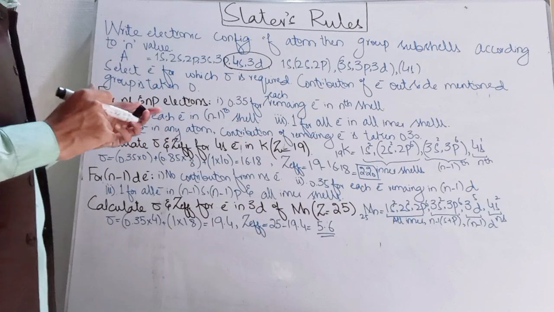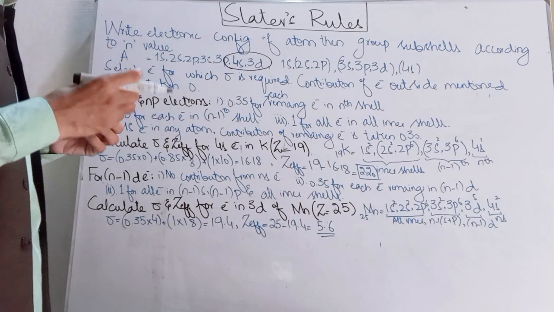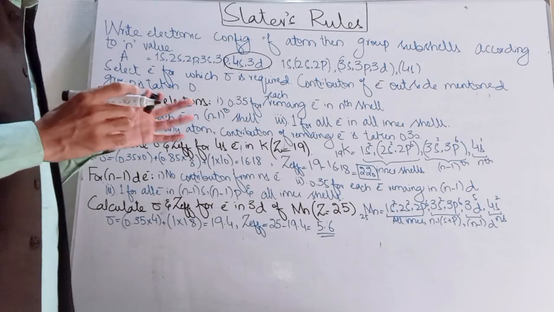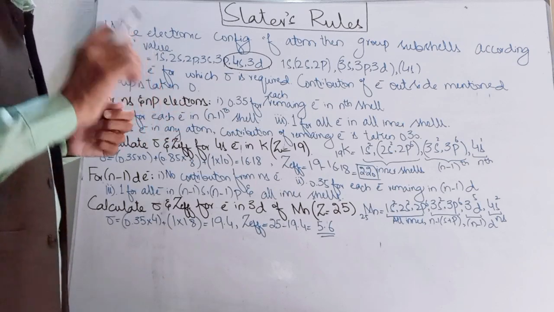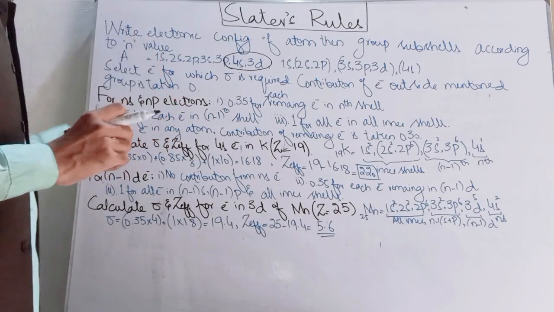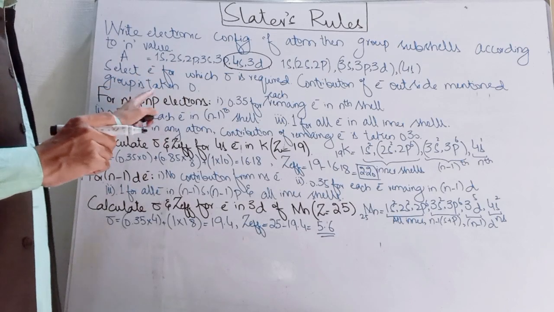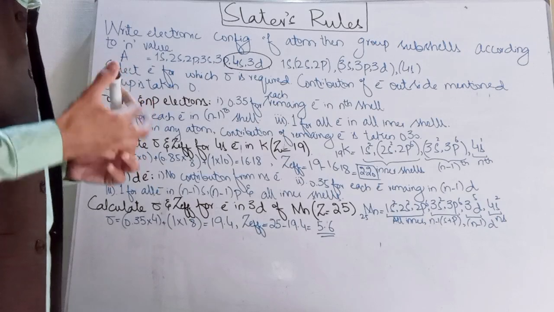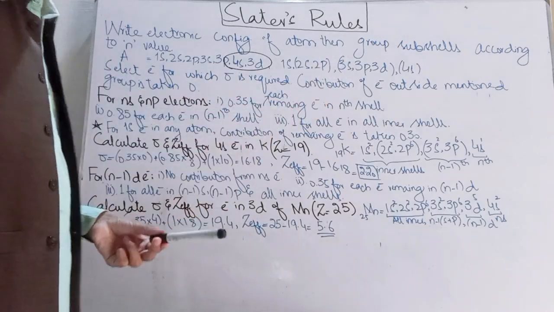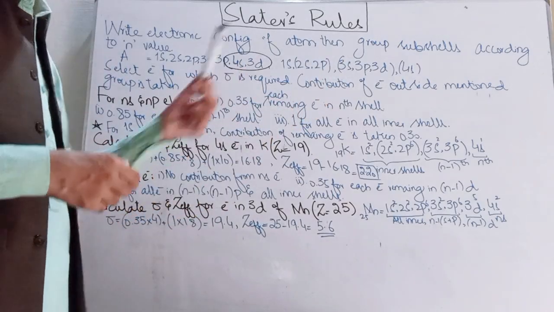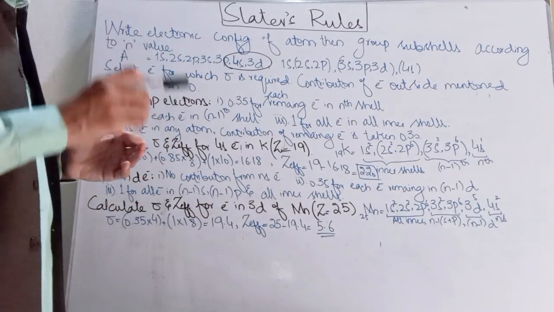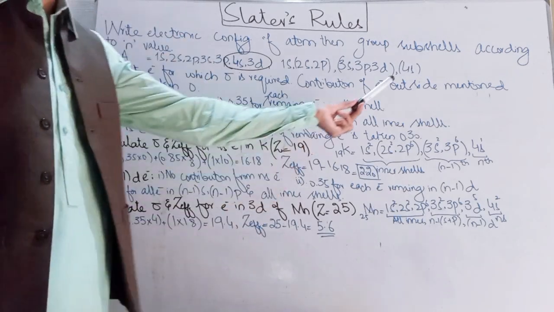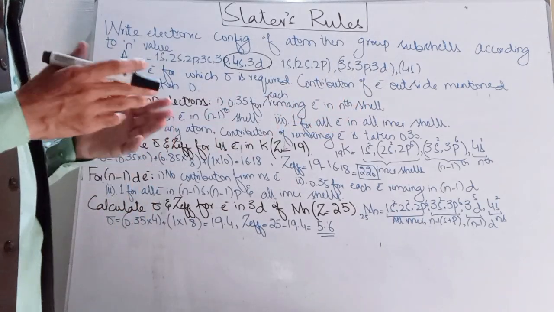The next step is to select the electron for which you are going to calculate the value of sigma and the Z effective. An important point is that the contribution of electrons outside the selected group is taken as 0. For example, if you are calculating the sigma value for any electron present in 3p and there are still electrons in the 4s, the contribution of electrons present in the 4s would be taken as 0, because those electrons are present outside the selected group.